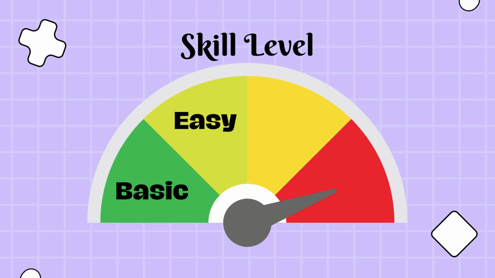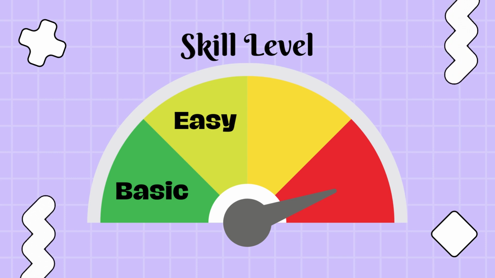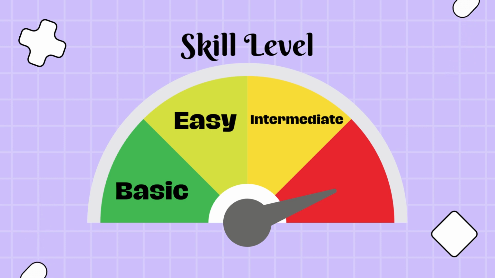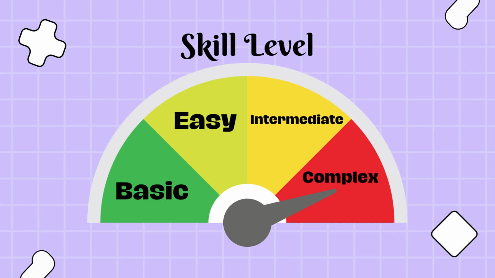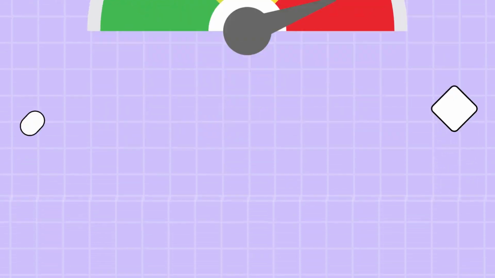Number 2, easy, building on basic stitches with simple variations. Number 3, intermediate, involving a range of stitches with mid-level shaping. Number 4, complex, advanced featuring intricate variations and techniques. This skill level designation helps you choose patterns that match your proficiency level, ensuring a successful outcome.